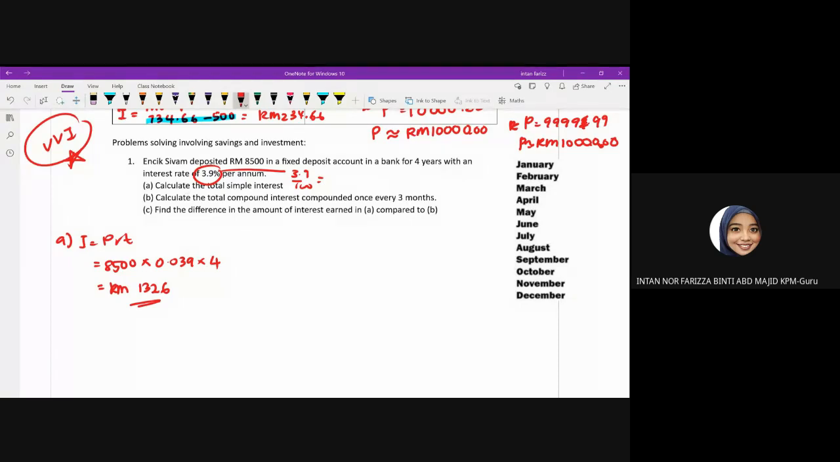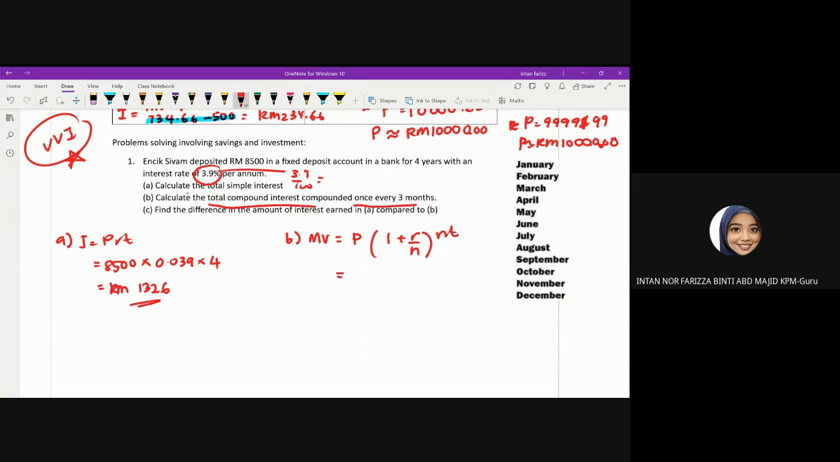If, in the agreement, Encik Sivam chooses compound interest, we're not going to use I equals PRT. We have to use MV equals P(1 + r/n)^(nt). Why do I use this calculation? Because the question says to calculate the total compound interest compounded once every 3 months. When you see the word compounded, we use MV.